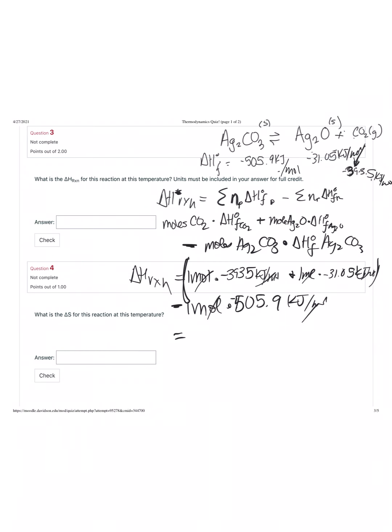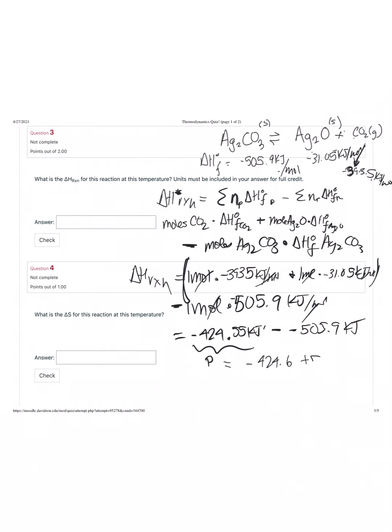So what we get is negative 393.5 plus negative 31.05 gives us negative 424.55 kilojoules, we multiplied away our moles, all right? And so this is the sum of our products, okay? Minus negative 505.9 kilojoules, okay?